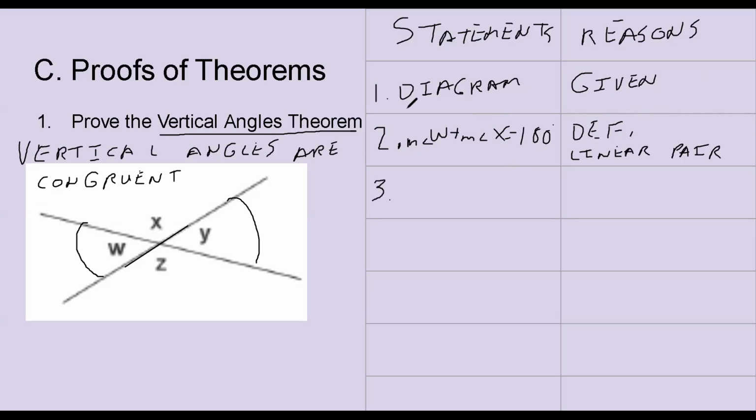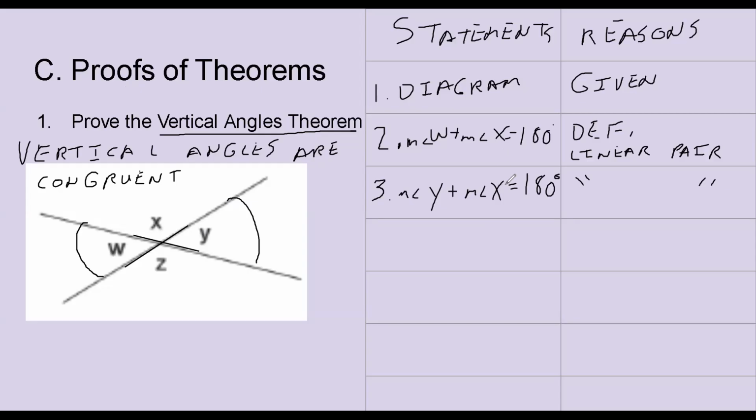Similarly, Y and X also make a straight angle. So I can say that the measure of angle Y plus the measure of angle X is equal to 180 degrees. And again, I'm just going to use quotation marks because that's true for the exact same reason. X and Y are also a linear pair.